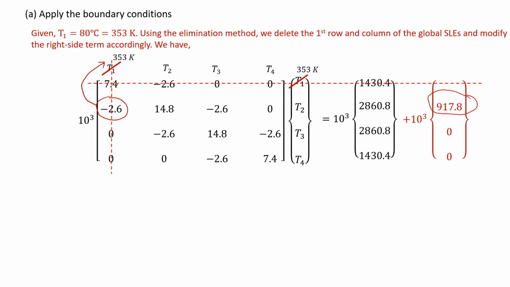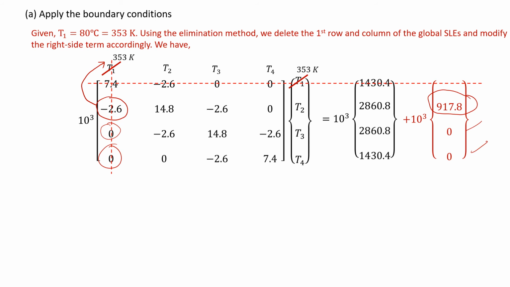For row number 3 and number 4, there are no changes, as the values in column 1 at row number 3 and row number 4 are 0. Okay, for those who are still unclear, I will show you why we have to do this.